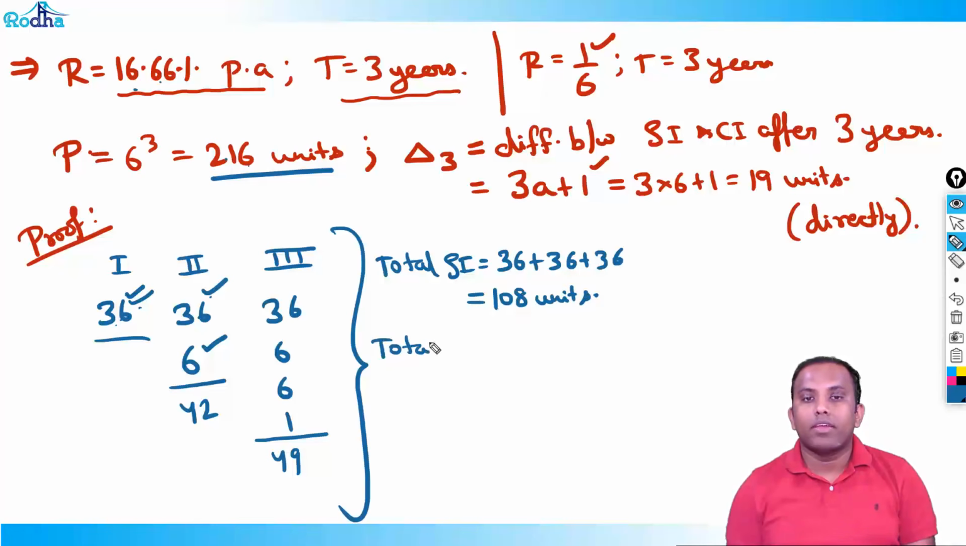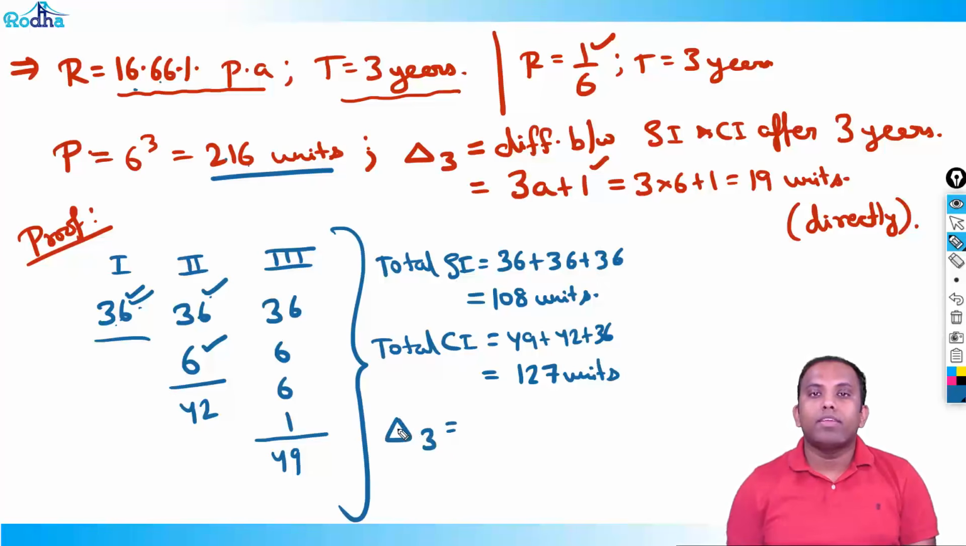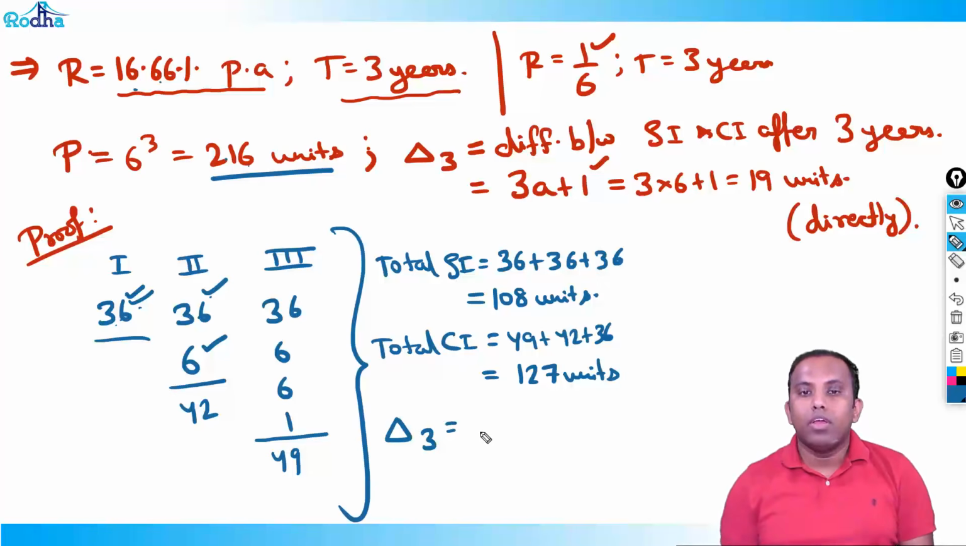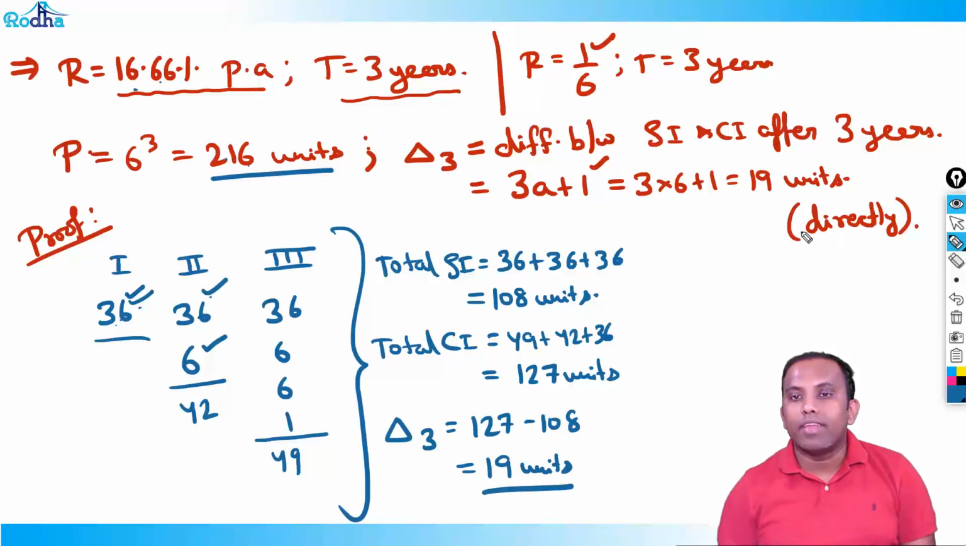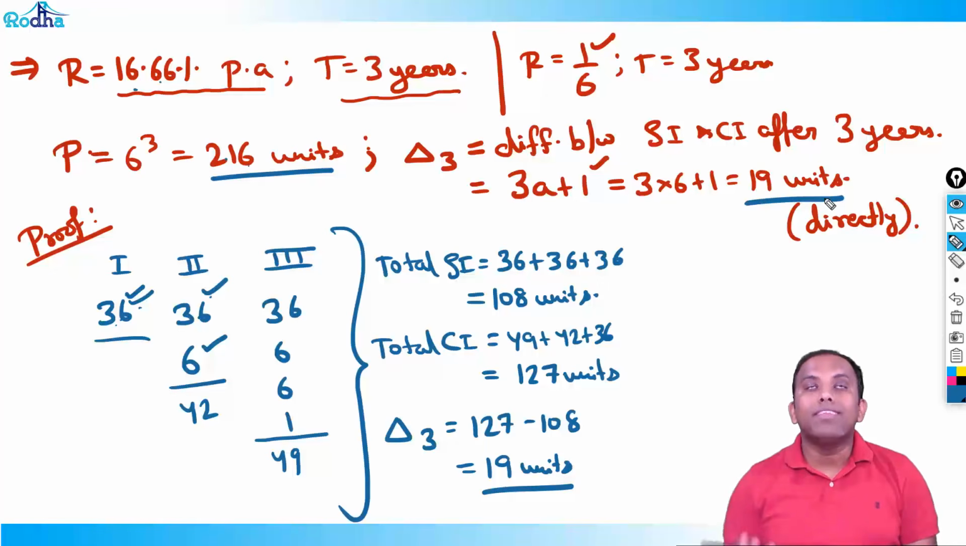What is the total CI? Total CI is 49 plus 42 plus 36, that is 127 units. What is the difference, del 3, the difference between SI and CI after 3 years? 127 minus 108, that is 19 units. Isn't this 19 and this 19 the same? It is the same, right?